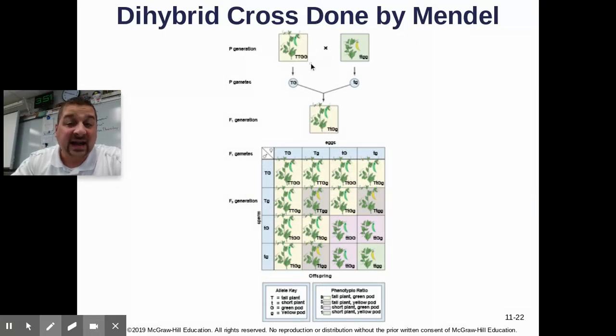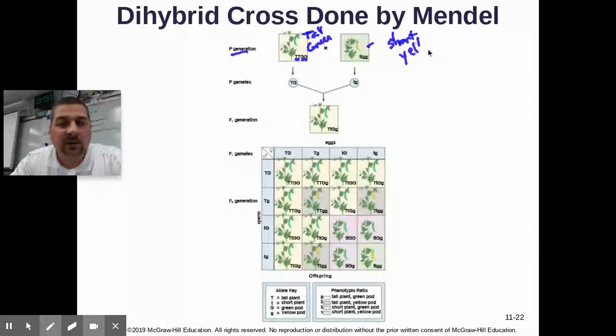Okay, this is a dihybrid cross that was done by Mendel. And he takes the P generation. You take pure breeding for two traits. In this case, we're doing dominant tall plant and big G, green pods. And over here, this would be tall plants with green pea pods. Whereas this plant over here is recessive for both traits, short with yellow pods.